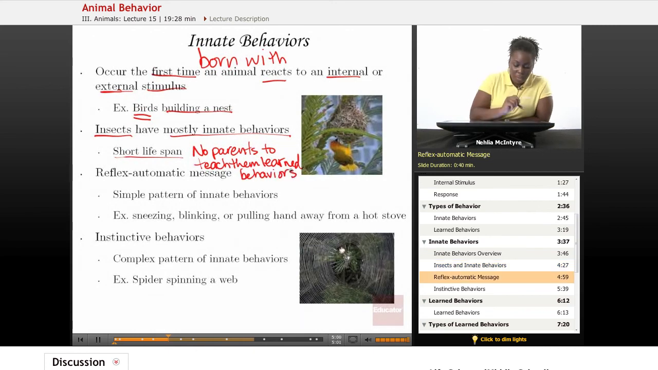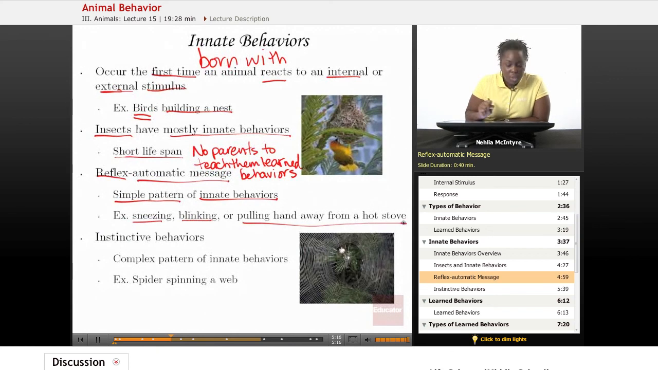Also, we have what we call a reflex or automatic message. A reflex is considered to be something that's automatic, that you don't have to think about. It's a very simple pattern of innate behaviors, such as sneezing, blinking, or pulling your hand away from a hot stove. Those things are automatic messages that don't need to be processed in the brain. As soon as that stimulus occurs that causes a sneeze, for example, dust that goes up your nose, your brain doesn't have to say, oh, I need to sneeze. Your body automatically reacts to that, and so you sneeze.